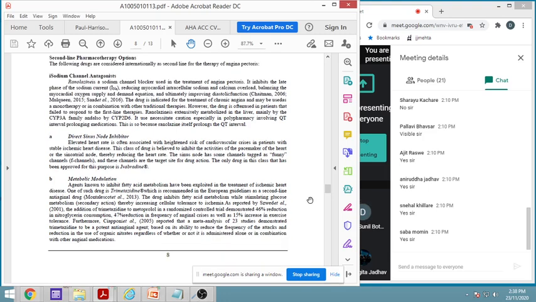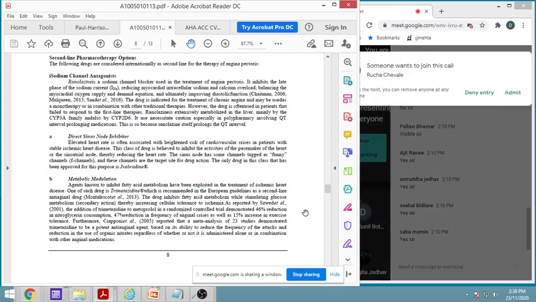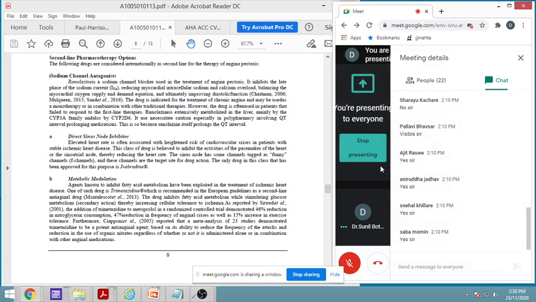Then another one is metabolic modulation. These act through the inhibition of fatty acid metabolism, which has been exploited for the treatment of ischemic heart diseases. One such important treatment is trimetazidine. This drug is recommended in the European guidelines as a second line drug.